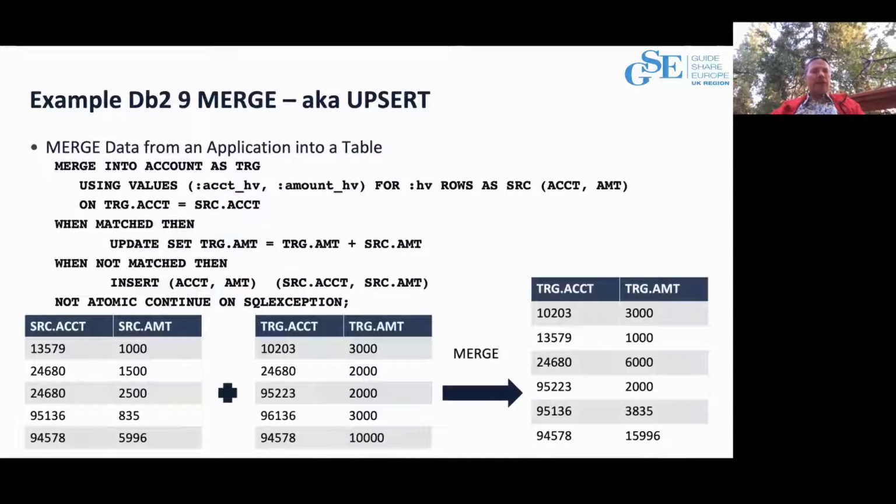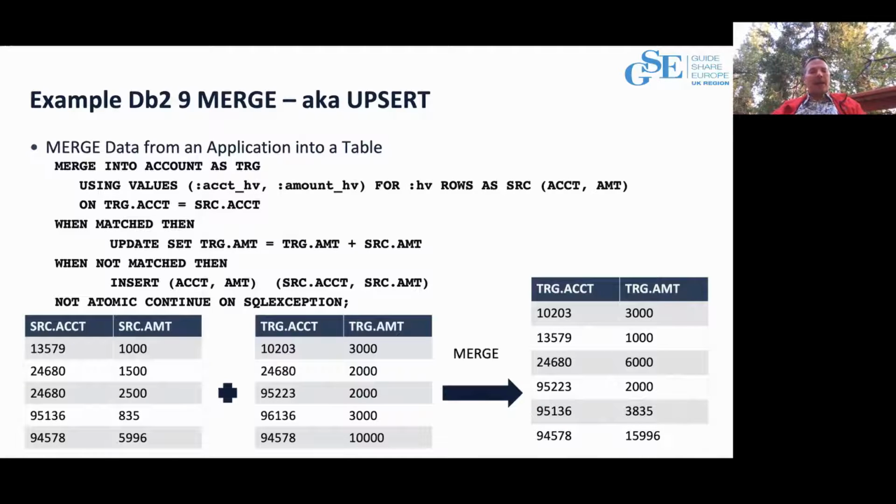This example here is just showing you the original upsert, and what's going on in this particular case is you've got a set of accounts, so you have 13579 and 24680, and so on. And those accounts are processing against a table, and the result of that is an updated table with additional data in it.